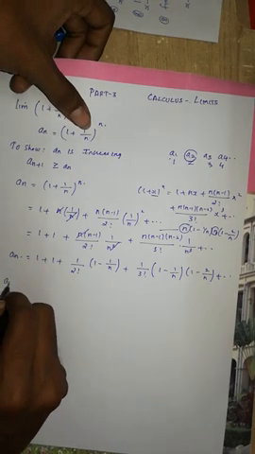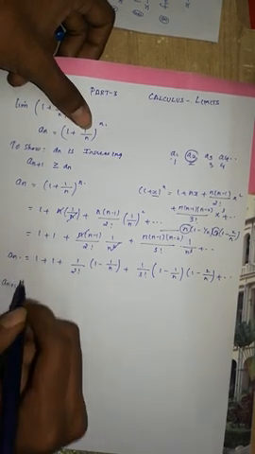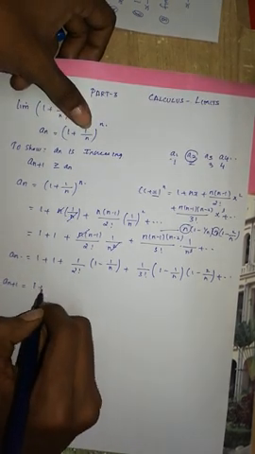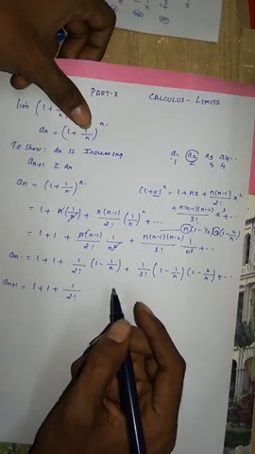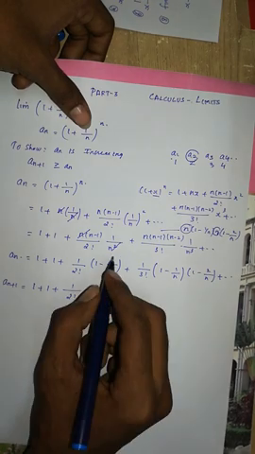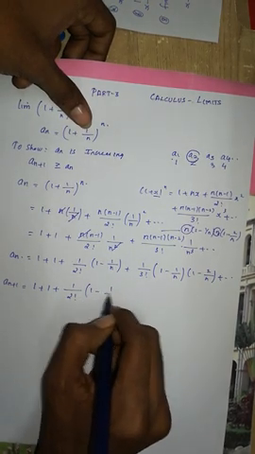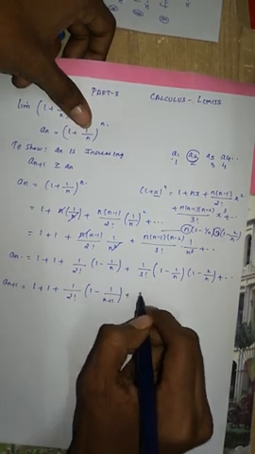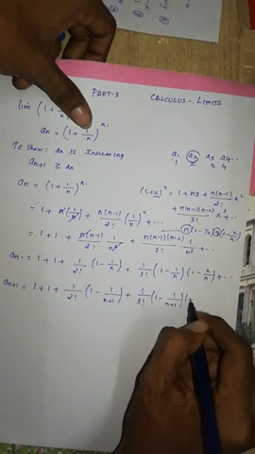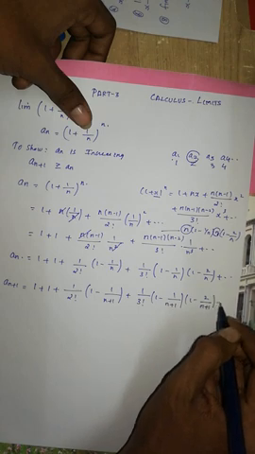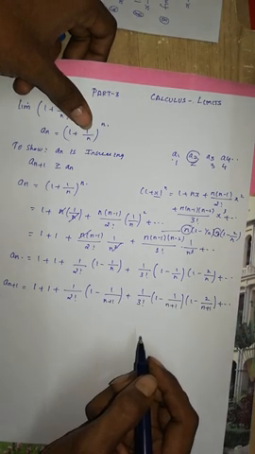So what will be an plus 1? I need to substitute n is equal to n plus 1. So I have 1 plus 1 by 2 factorial, 1 minus 1 by n plus 1, plus 1 by 3 factorial, 1 minus 1 by n plus 1, 1 minus 2 by n plus 1, and goes on.